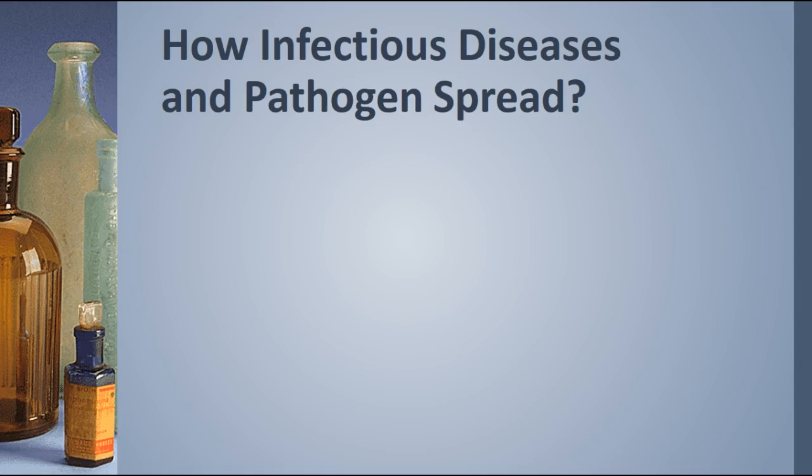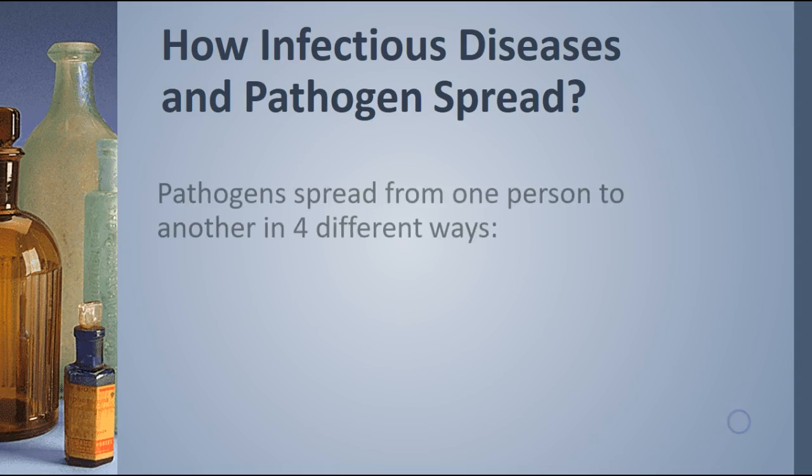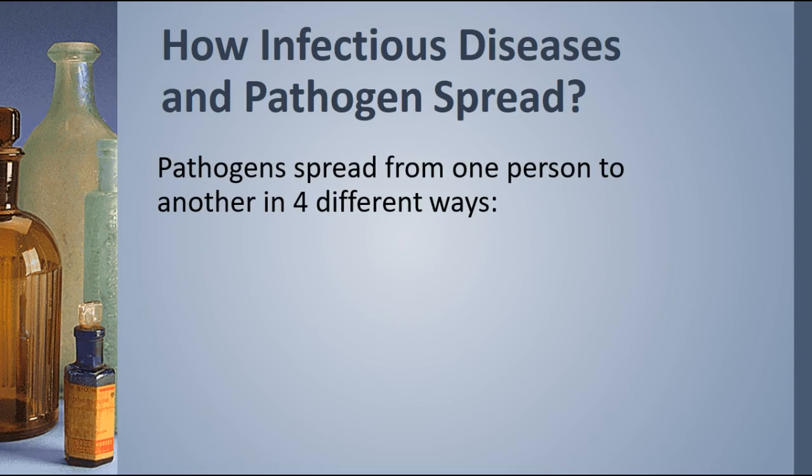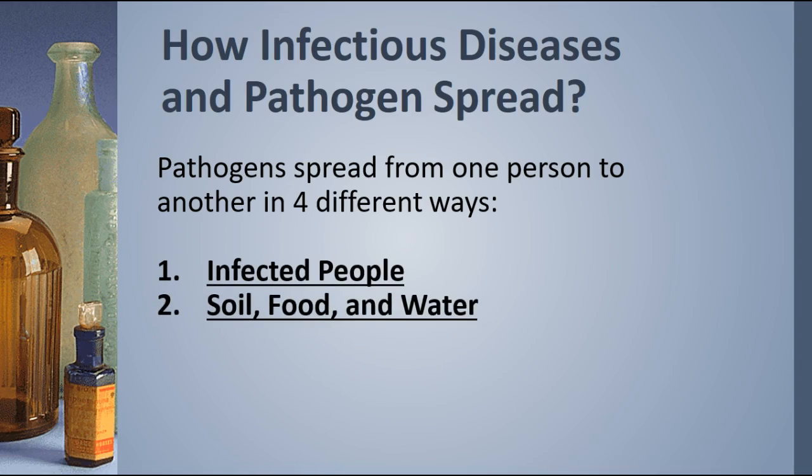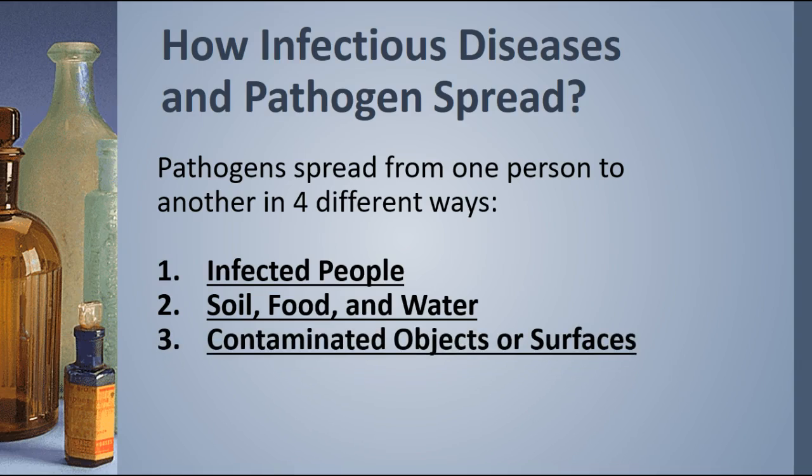So how do infectious diseases and pathogens spread? Well, they're spread from person to person in 4 different ways. 1, by infected people. 2, by soil, food, and water. 3, by contaminated objects or surfaces. And 4, by infected animals.